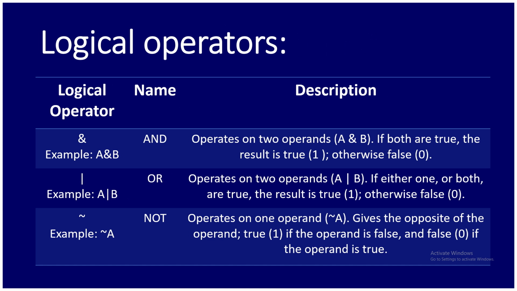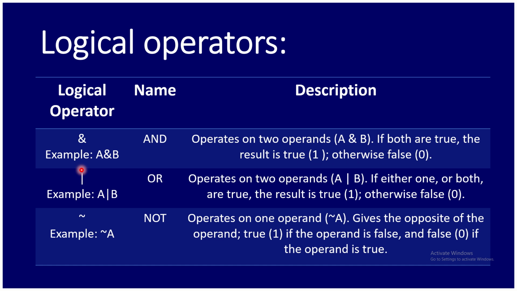So there are three types of logical operators available in Matlab. These are AND, OR and NOT. So the first one is AND, and it is used in Matlab like this: A && B. The AND symbol is used to represent the AND operator. It operates on two operands, A and B. If both the operands are true, this operator will give the result true, that is, true 1, otherwise it is false.